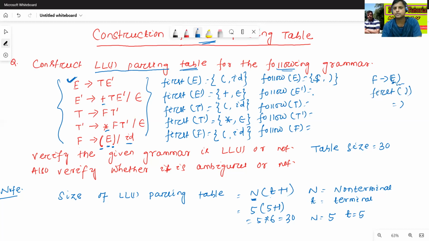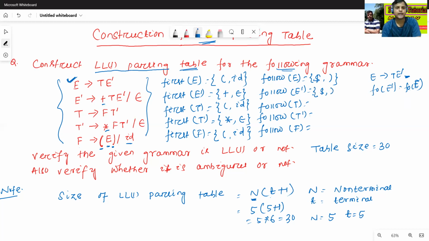Now we'll find follow of E prime. So I'm erasing here. Where is E prime? See this one: E → T E prime. There is nothing on the right side of E prime, so follow of E prime is nothing but follow of E. Follow of E means $, close bracket.